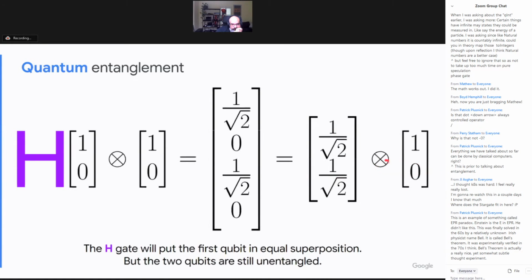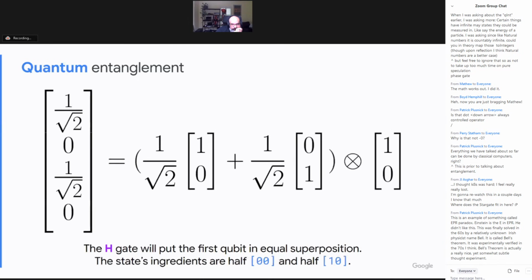Now I'm showing off to the side that we're tensoring these two qubits to get this. So I'm making the point that the tensor relation holds. They're uncorrelated, they're independent, they're unentangled, but we're getting close.